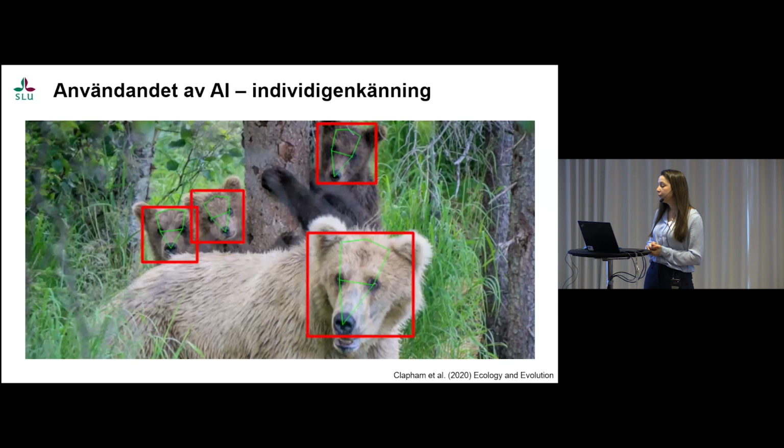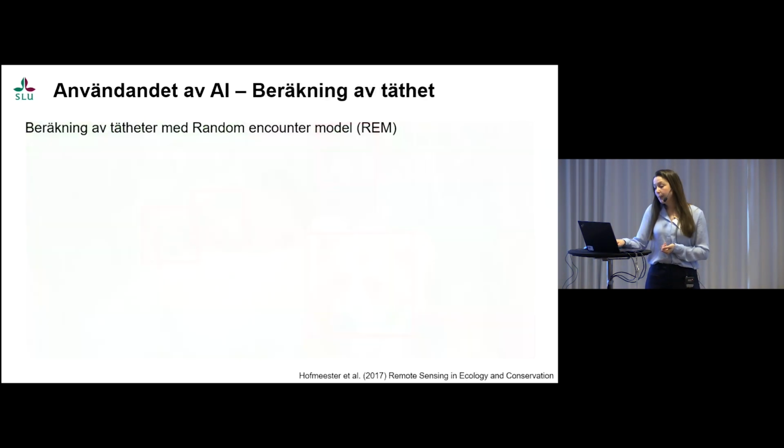And often we want to have individual recognition because we want to know something about the density of a population or the abundance. But there are also other ways to get information on density and abundance of a population. Some of you might be familiar with the random encounter model, and Philip just mentioned it. This can be used even if we cannot distinguish between different individuals. But there are some variables that we need for this model to work.